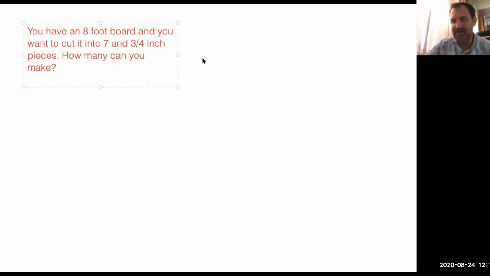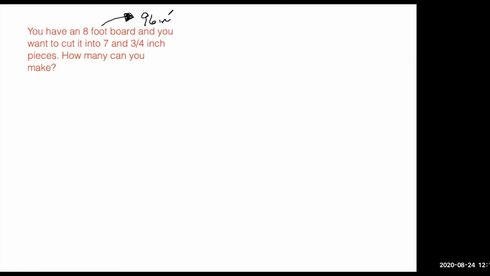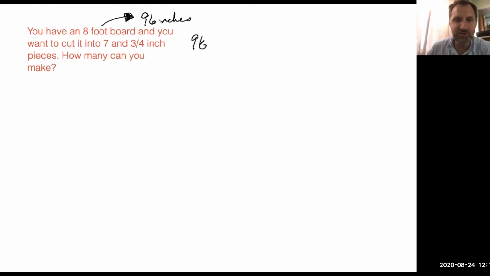So this is basically just a fraction division problem, but it's got quite a few wrinkles in it. First of all, the length of the board is given in feet, but I want to cut these into pieces that are in inches. So the first thing I would do is make sure we change this 8 feet mentally into the inches. And I already said that number out loud. We're going to talk more about ratios later, but how many inches is that? 96. 96 inches. Okay. So basically this turns into what is 96 divided by 7 3/4.